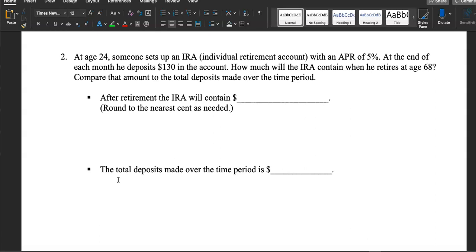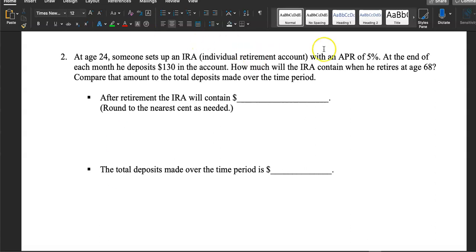So I've been paying for the last 12, 13 years, without even realizing, because I'm not making big payments, but that money is just growing for me. So I'm excited for my retirement. But start saving early, like this person at age 24, setting up an IRA.